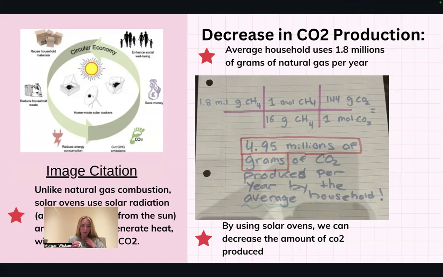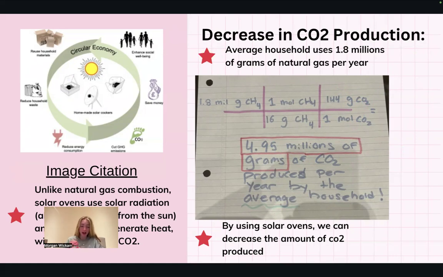So I multiplied it by 1 mole of methane over 16 grams of methane, because in 1 mole of methane, there are 16 grams. Then, once I got the amount of moles of methane, I wanted to convert that to the amount of grams of CO2. So I used the molar mass of CO2, which is 44, and I saw that 1 mole of CO2 is 44 grams of CO2. Doing those calculations, I learned that 4.95 million grams of CO2 is produced per year by the average household, and that is a lot.